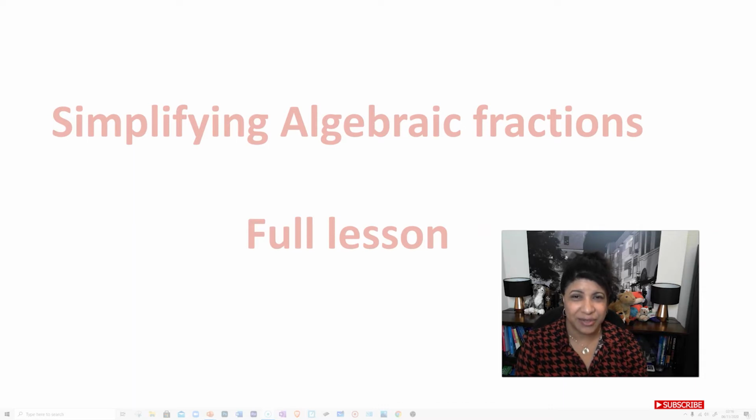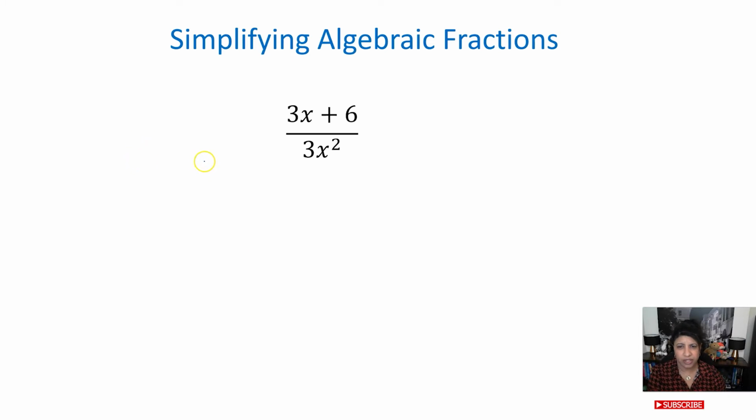Let's start the session. So this is the first question. Then we are asked to simplify these algebraic fractions. The trick is you want to factorize as much as you can and then cancel out whatever can cancel. So we start with this simple one here.